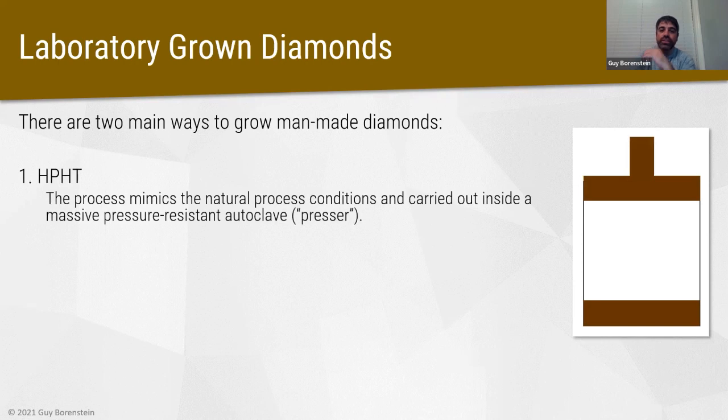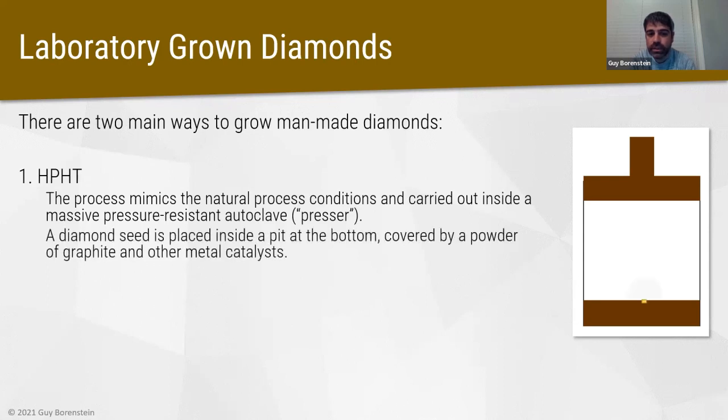In this technique, we are using an autoclave that can hold very high temperatures and very high pressure. Sometimes they are called pressers. Inside this autoclave, we are putting a small diamond seed and covering it with a powder graphite. This graphite is actually pure carbon. But we are also adding into this powder some metal catalyst that will help us encourage the chemical reaction to create the diamonds.